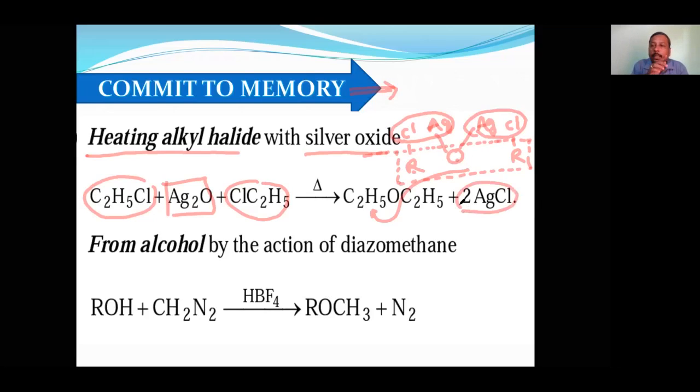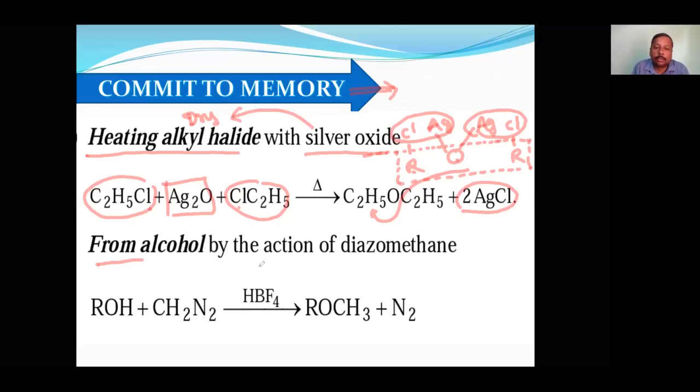Okay, heating alkyl halide with silver oxide. Silver oxide will react with how many moles of alkyl halide? What will be the answer in integer type? 2 moles. 2 moles of alkyl halide react with 1 mole of silver oxide. It should be dry. The silver oxide must be dry. Then only this ether will be formed.